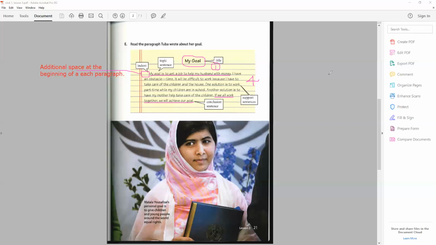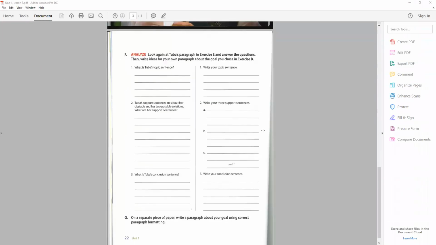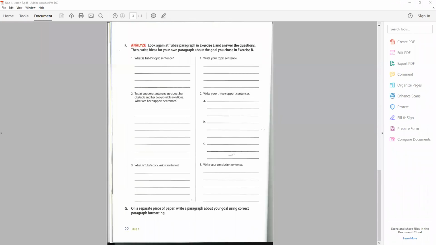All right, let's go on to the next page. Okay, this is your last page. Like I said, this lesson is going to be pretty easy because you're going to be doing a lot of it on your own. You're going to be writing a lot of your own stuff. Let's look again at Tuba's paragraph in exercise E and answer the questions. Then write your ideas for your own paragraph about the goal you chose in exercise B.